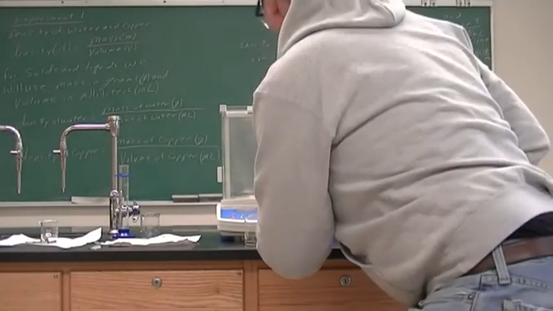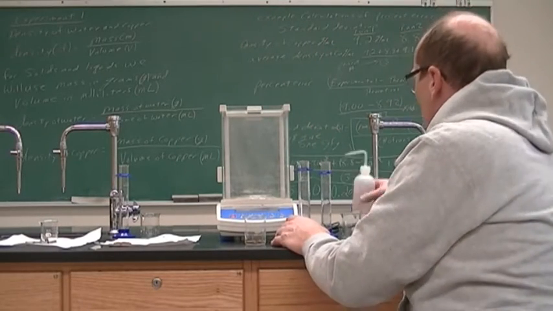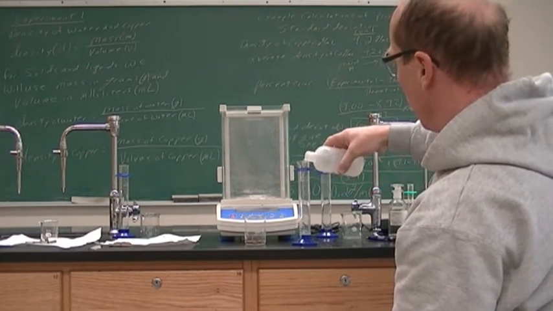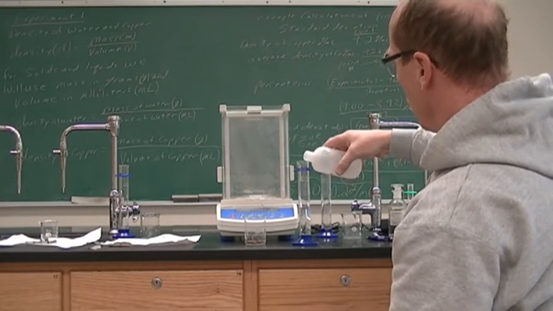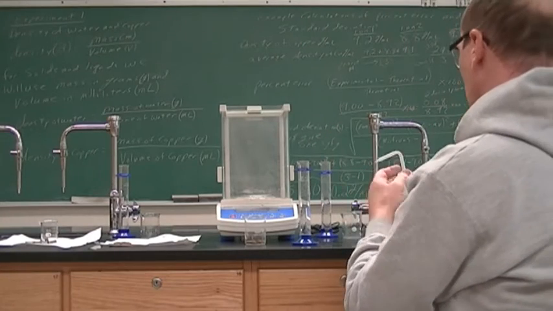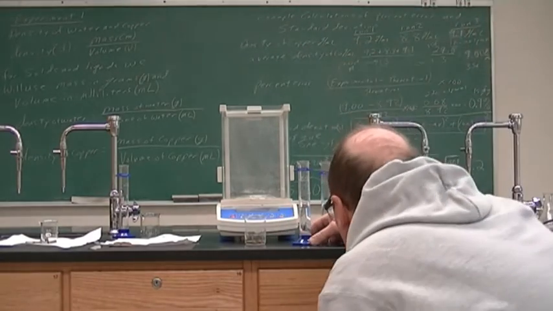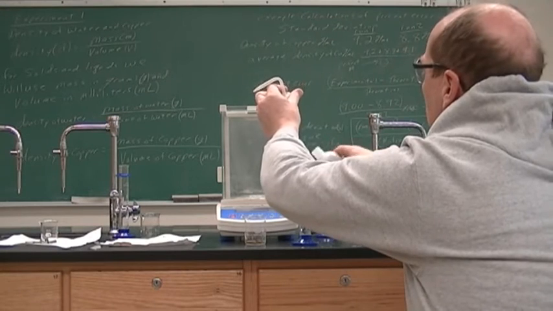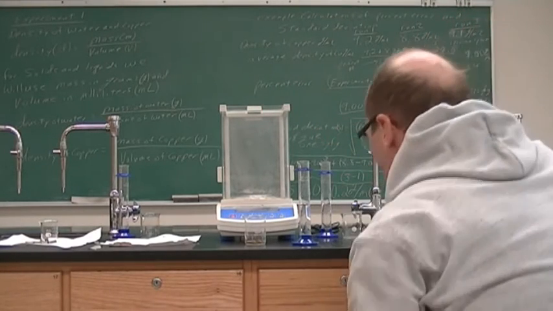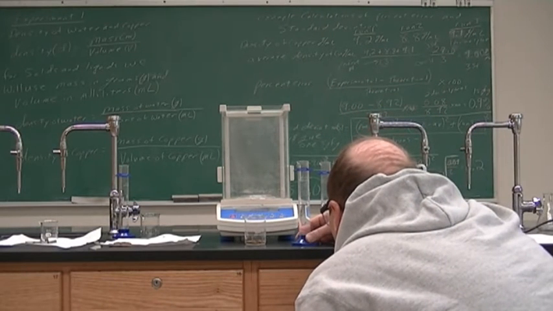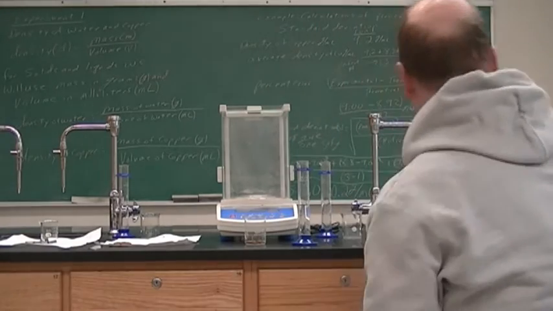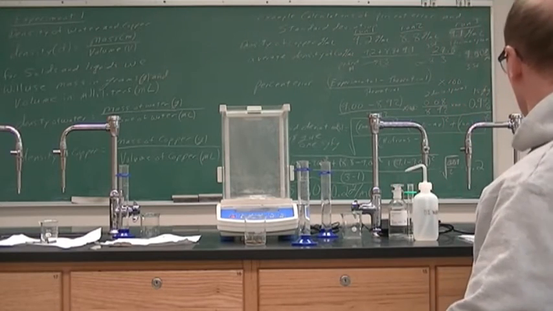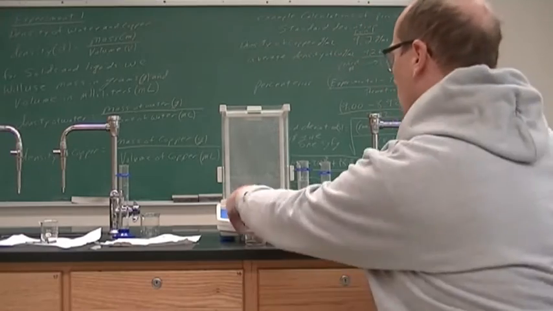So we need a graduated cylinder that has deionized water in it, between 30 and 40 mils of deionized water. All right, so I think I hit the 30 mil mark. Let's see. Not quite. I'm at a little bit more. It doesn't really matter, but since the directions say between 30 and 40, I'll get it between 30 and 40. All right. 32.1 mil. All right, so 32.1 milliliters. That is the volume of water in our graduated cylinder.